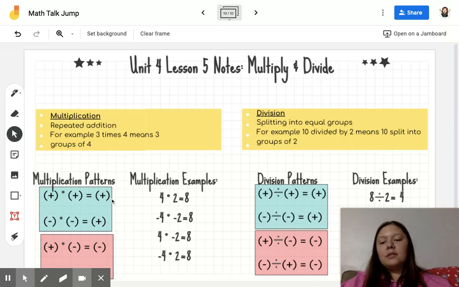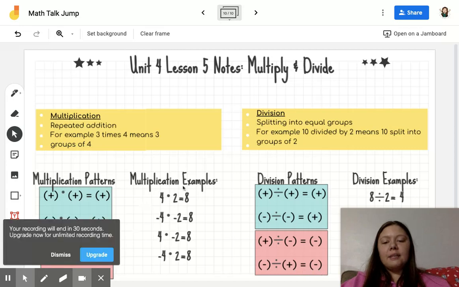Positive times a positive equals a positive. Negative times a negative equals a negative. Positive times a negative equals a negative. Negative times a positive equals a negative. Positive divided by a positive equals a positive. Negative divided by a negative equals a positive. Positive divided by a negative equals a negative. Negative divided by a positive equals a negative.